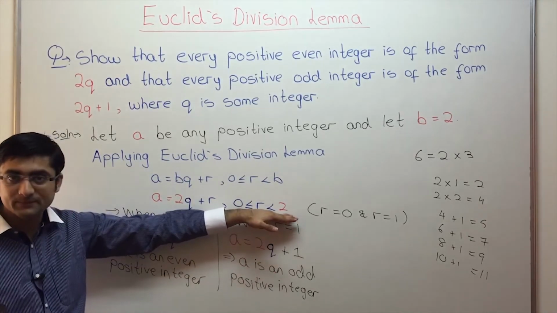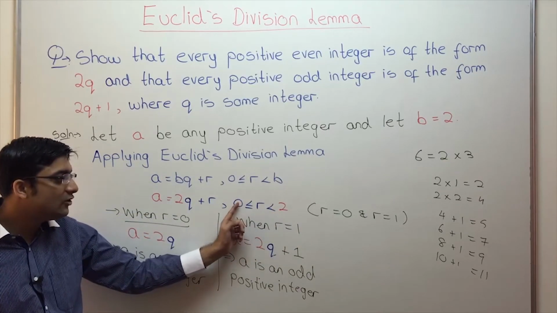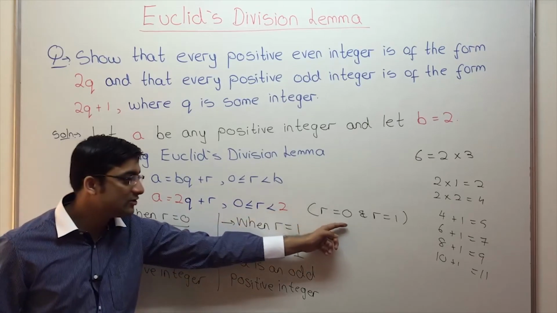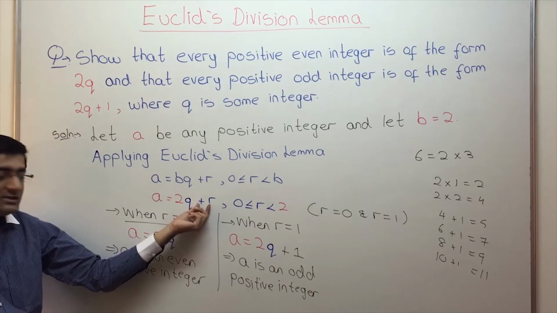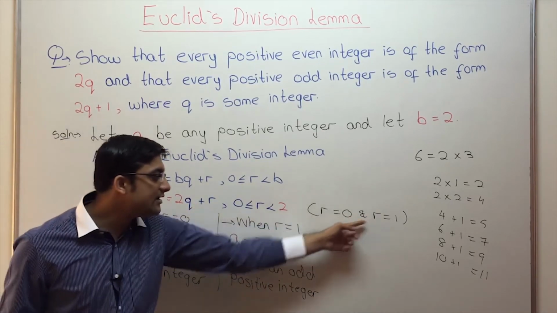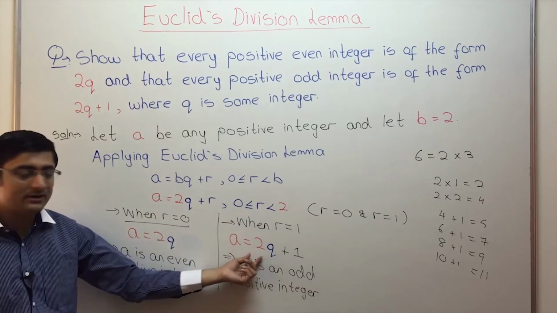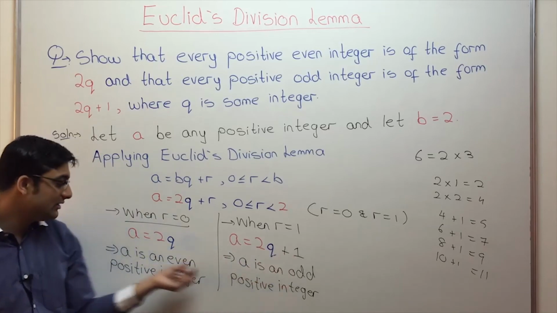After this, write down the possible values of r. What are the possible values of r? One is 0 and one is 1. Why not 2? Because r has to be less than 2. Now check each value of r. When r is equal to 0, what does this become? 2q plus 0, that is 2q. When r is equal to 1, what does this expression become? a is equal to 2q plus 1. So 2 into q means it has to be even. Even plus 1, odd.